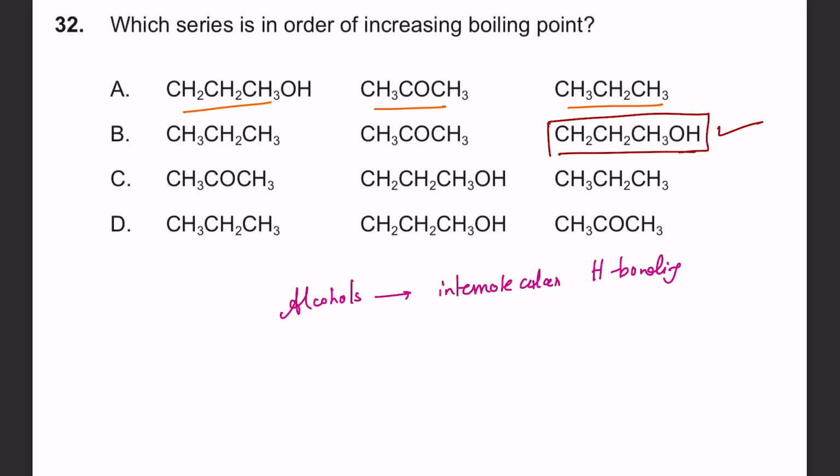Between alkenes and ketones, ketones are a little polar and alkenes are non-polar. We know polar molecules have a higher boiling point as compared to non-polar ones. So option B will be the correct answer to 32.